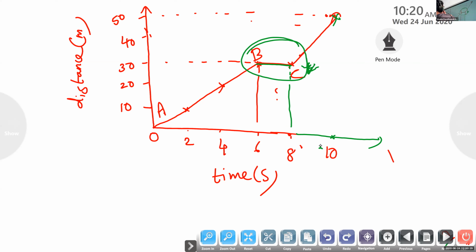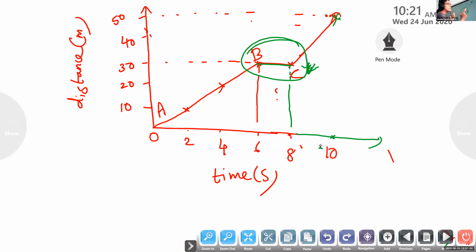Velocity. Initial distance is how much, in 8 seconds? Time is 2. My question is, in the last 2 seconds, at 8 seconds, where is the distance? What is the distance in the graph? Initial distance is 30. So you don't have to look from the beginning.